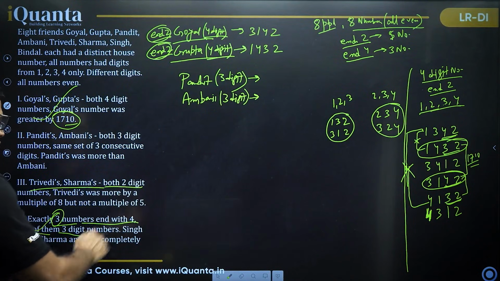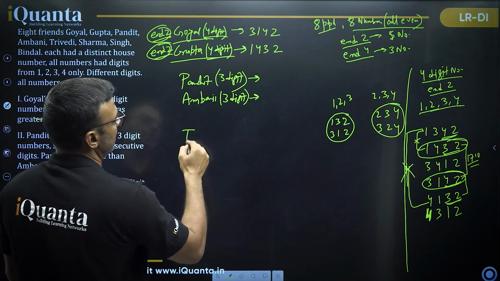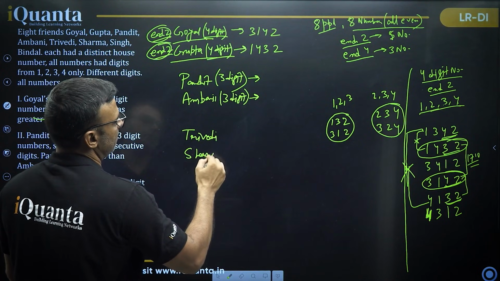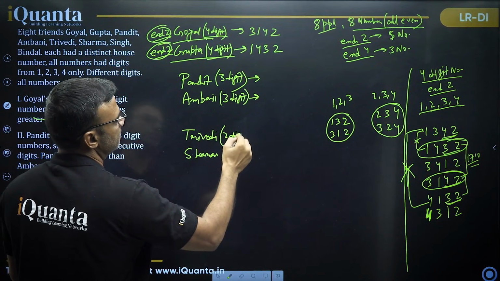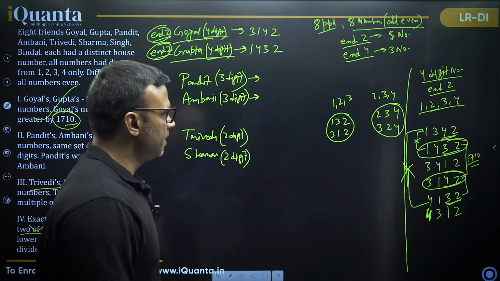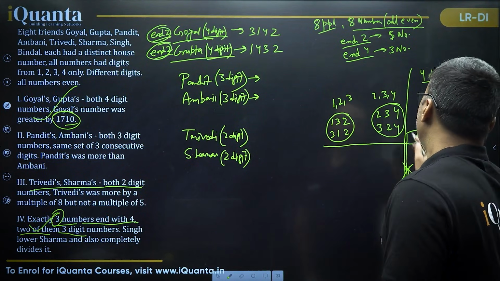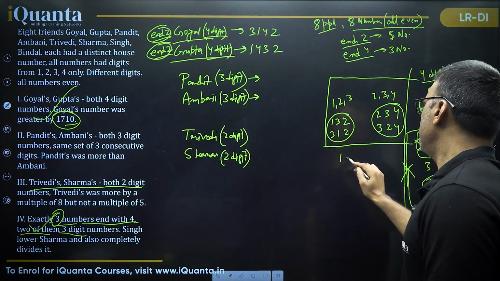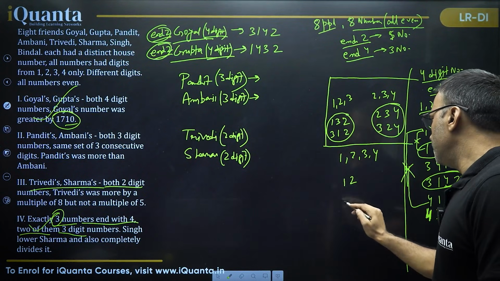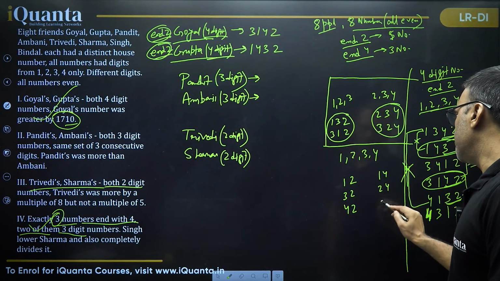Trivedi, Sharma, both are 2-digit numbers, right? Once again, create 2-digit even numbers made up of 1, 2, 3, 4. So ending in 2, it will be either 12, 32 or 42. Ending in 4, it will be 14, 24 or 34.